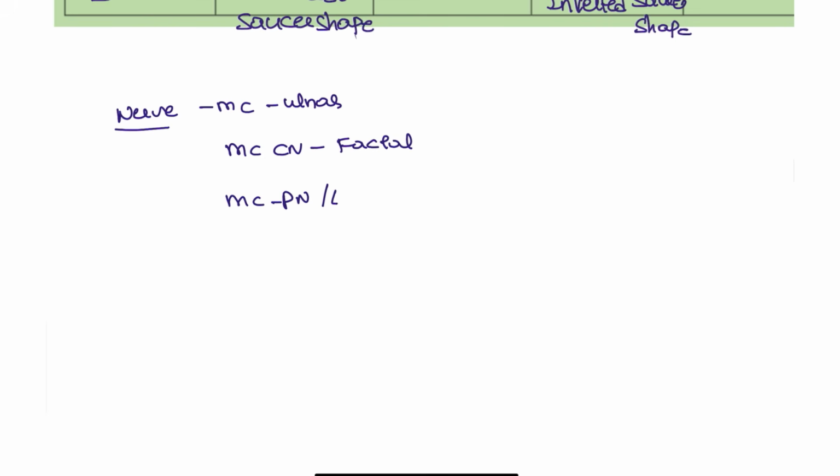Next, nerve involvement. Most common is the ulnar nerve. Most common cranial nerve is the facial nerve. Most common peripheral nerve of the lower limbs is the common peroneal nerve. These are the nerves that are involved.